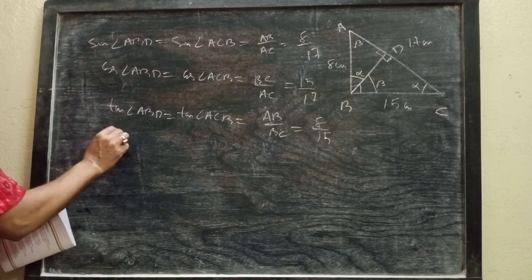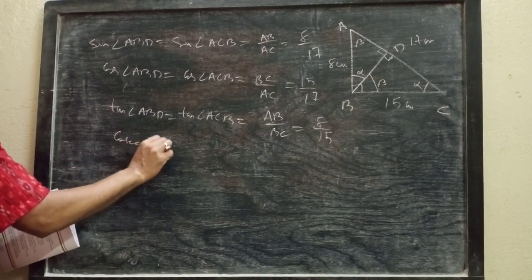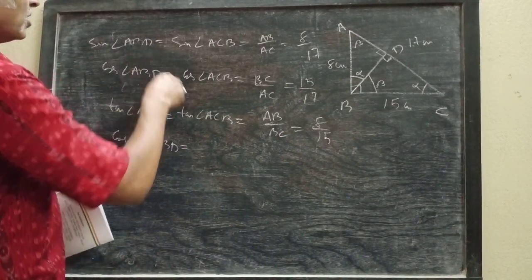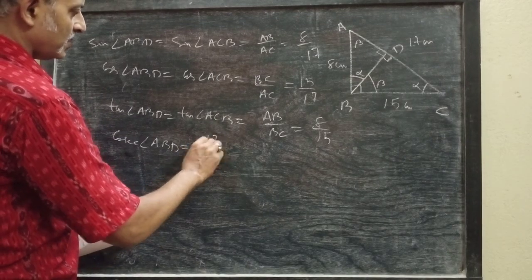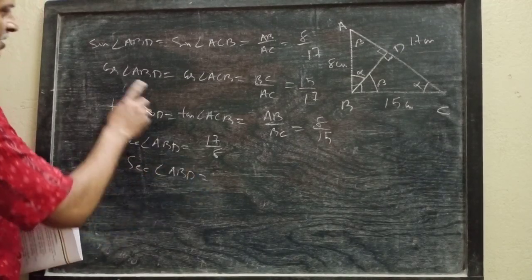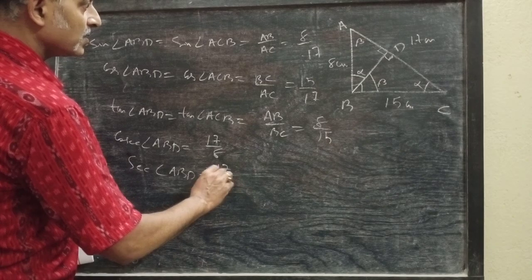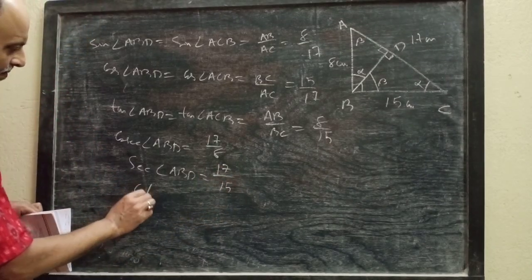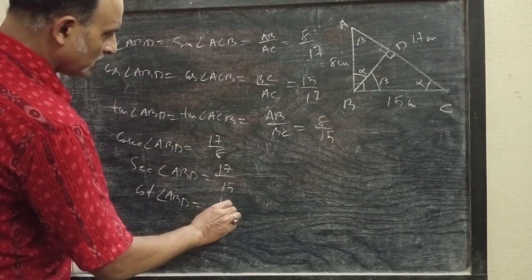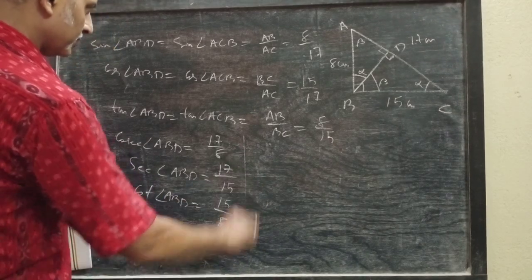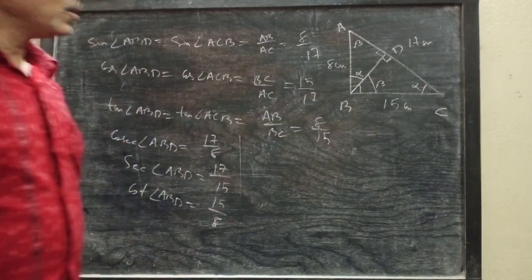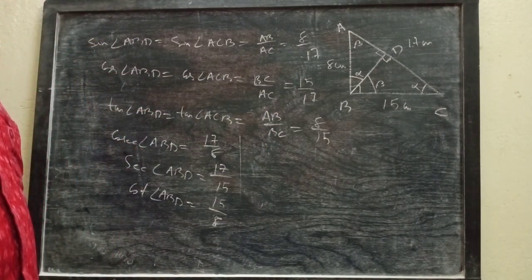Next, cosec angle ABD. This will be the reciprocal of sine. Sine was 8 by 17, so this will be 17 by 8. Next, sec angle ABD. This will be the reciprocal of cos. This will be 17 by 15. Cot angle ABD, reciprocal of tan. So this will be 15 by 8. So we have found all the 6 ratios of angle ABD.